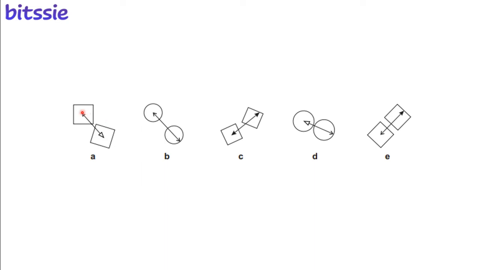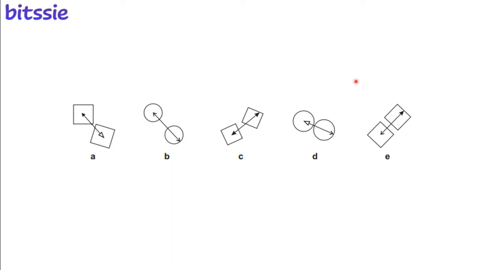In picture A, we have 2 different arrowheads, both pointing to the center of the squares. In picture B, we have 2 identical arrowheads, with one pointing to the center of the circle and one pointing to the edge. In picture C, we have 2 identical arrowheads, with one pointing to the center of the square and one pointing to the edge. In D, we have 2 different arrowheads, with one pointing to the edge of the circle and one pointing to the center of the circle. And finally, in picture E, we have 2 different arrowheads, with one pointing to the center of the square and one pointing to the edge.